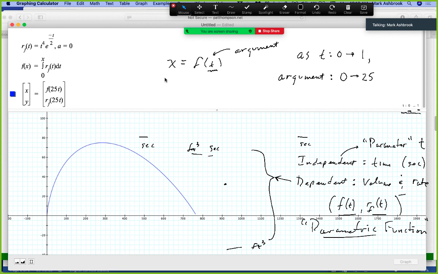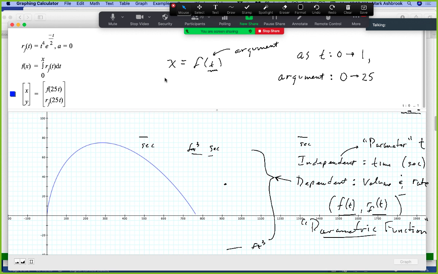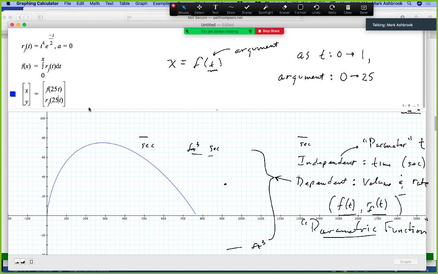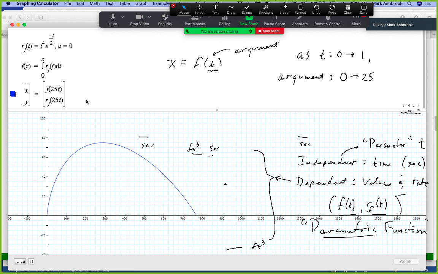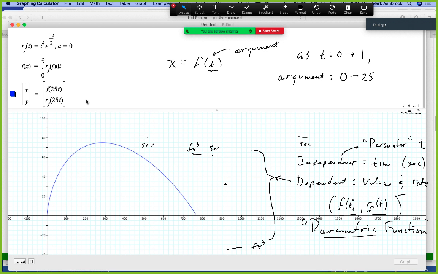Does that make sense? So this allows us to keep that range at t from 0 to 1 and graph other things that might have their range be in a different value of t. Okay. Any questions on that? So the idea of parametric function.